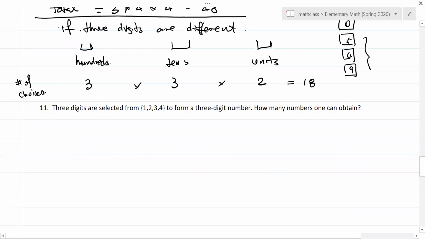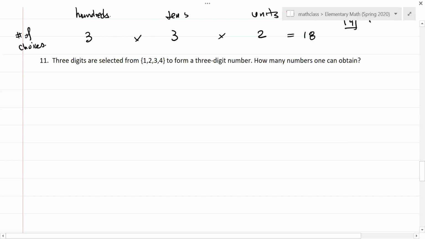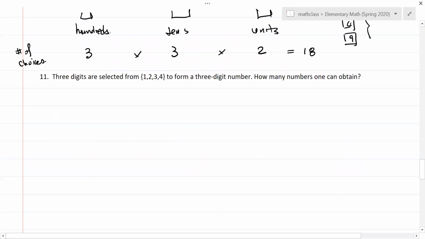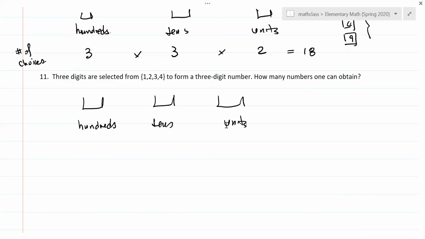All right, let's check the next one. Just do one more problem and we're done. It's a little bit difficult. 3 digits selected from 1, 2, 3, 4 to form a 3-digit number. How many numbers can one obtain? Now repeats are allowed again. So you write down the hundreds digit, tens digit, units digit, and the digits can be used over and over again.